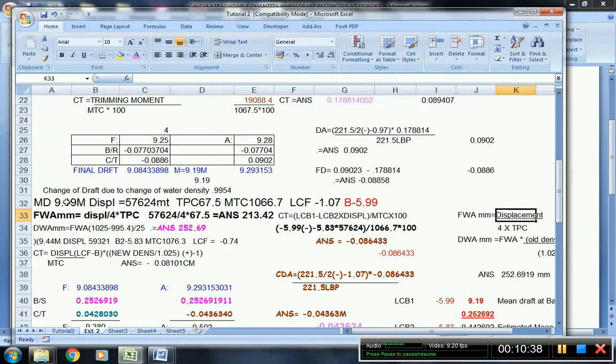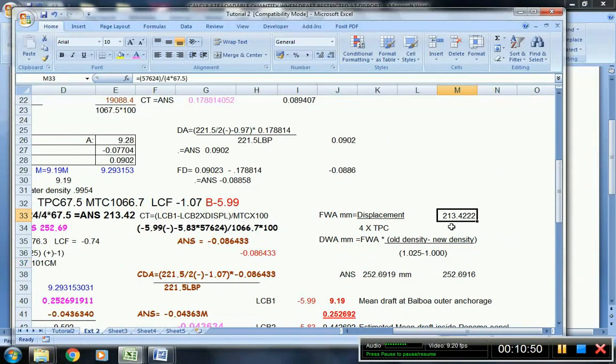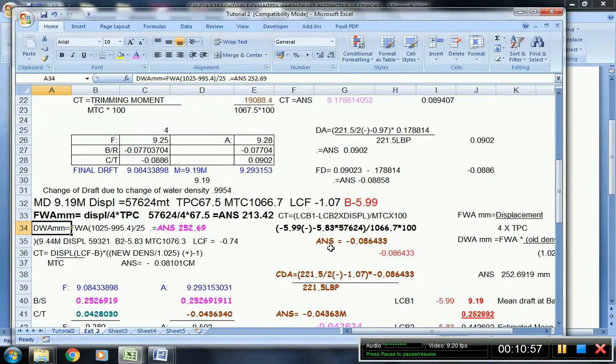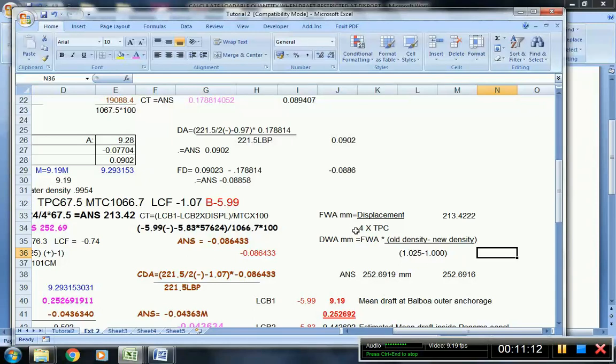So freshwater allowance displacement. This is the present displacement for 9.19 divided by 4 times TPC. So the TPC is 67.5. So the answer is freshwater allowance is 213.422 millimeters. Since the vessel is floating at density of 0.9954, you have to get the dock water allowance. So dock water allowance, 213, this is old density 1025 minus new density, which is 0.9954, divided by 1025 minus 1, then the answer is 252.6919 millimeters. Okay, that is the formula for the Excel.